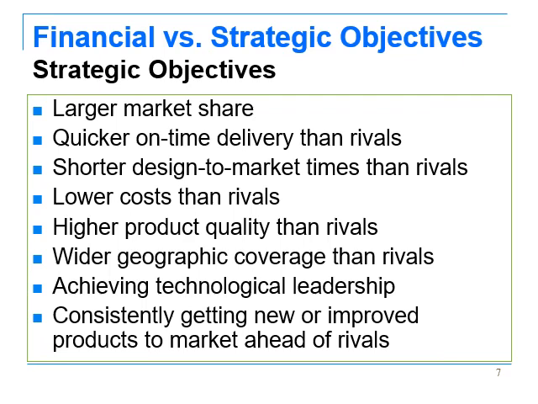So strategic objectives include things such as a larger market share, quicker on-time delivery than rivals, shorter design to market times than the rivals, lower cost than the rivals, higher product quality, wider geographical coverage, achieving technological leadership, consistently getting new or improved products to market ahead of your competitors or the rivals.